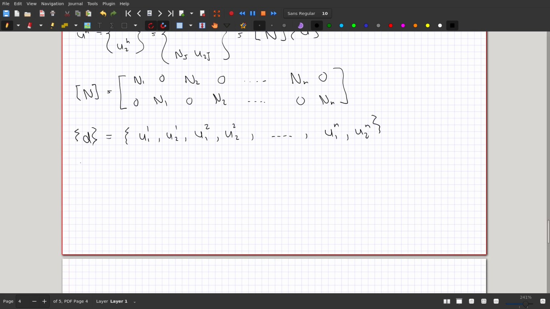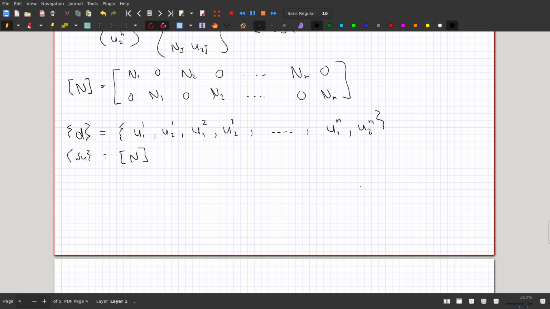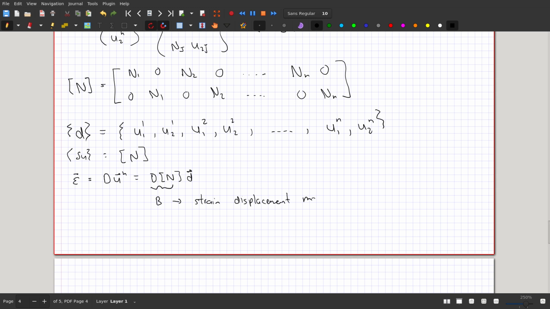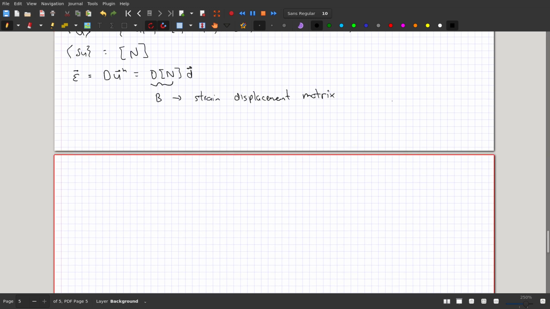And then delta u is just N, okay? Also, we have that epsilon is equal to D times u of x, which is equal to D times N times d, right? And this thing we call B, the strain displacement matrix. Okay, finally, last equation.